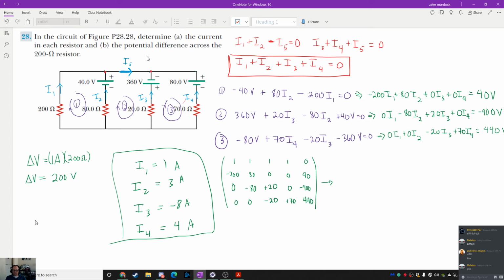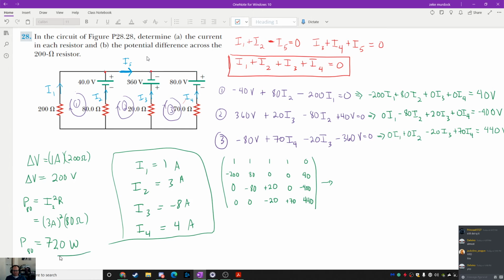We could also, as a separate thing to calculate, find the power dissipated by the 80 ohm resistor. For power, all you need to do is I squared R. If we want to find the power dissipated by the 80 ohm resistor, we take I, which is I2, so that would be 3 amps. We square that, and then multiply by the resistance, which is 80. We get 9 times 80, which is 720, and this would be in watts.